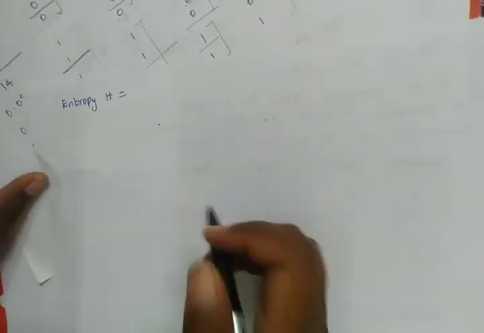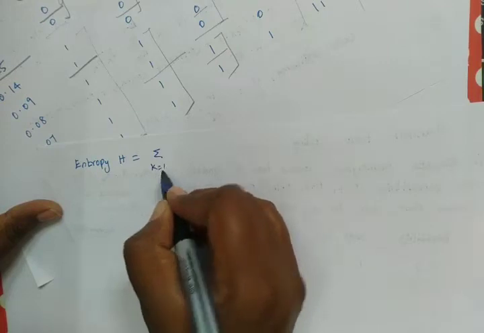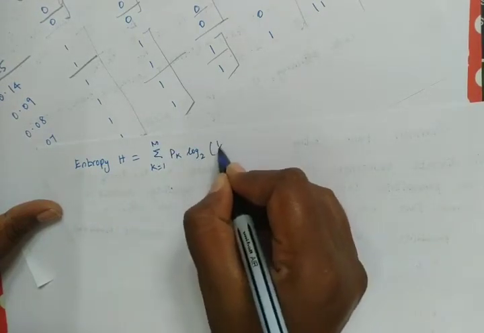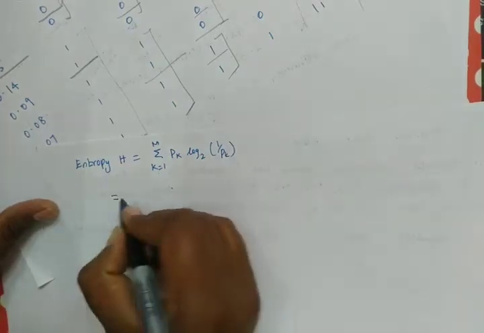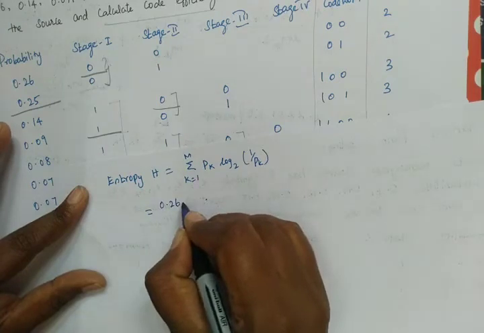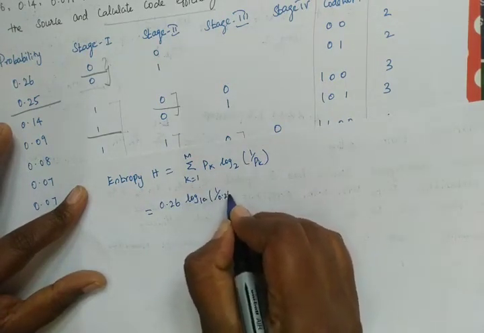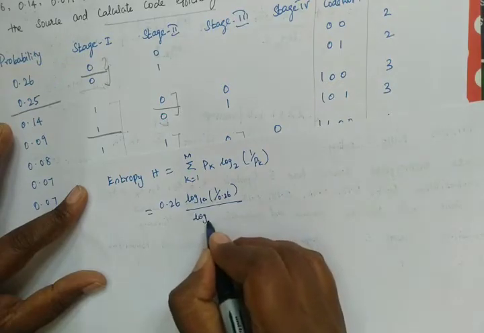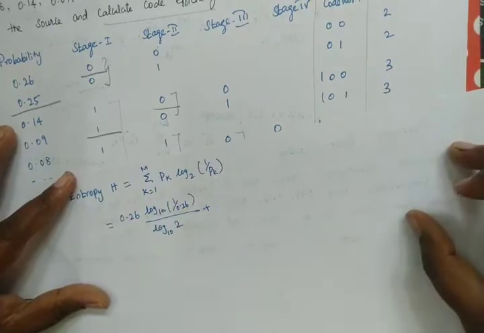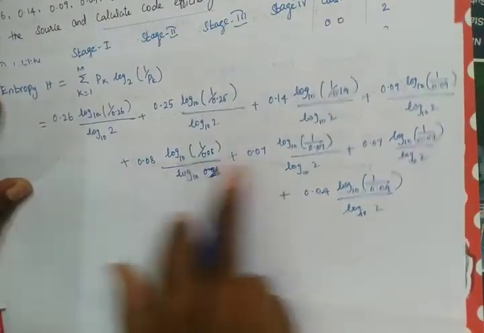Entropy H is equal to summation, k is equal to 1 to m, p k log base 2 of 1 by p k. So we can write directly, what is this p k? That is 0.26 log. Now we know how to write base 10: 1 divided by 0.26, the whole divided by log base 10 of 2, plus. Now you complete this entropy. This is how we have to write this entropy.